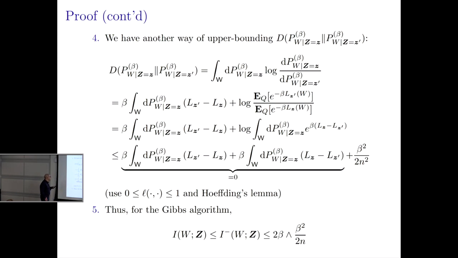So for this Gibbs algorithm, it's differentially private, but its differential privacy parameter is actually the square of beta over n.